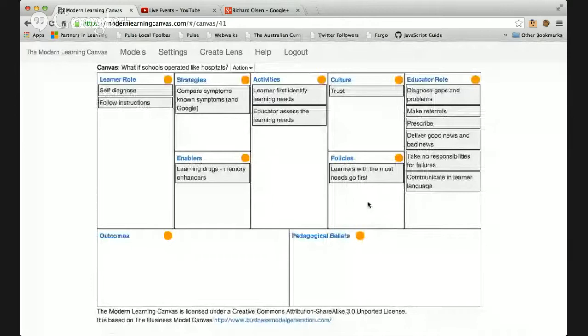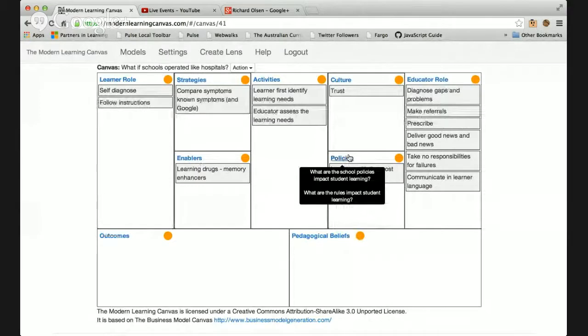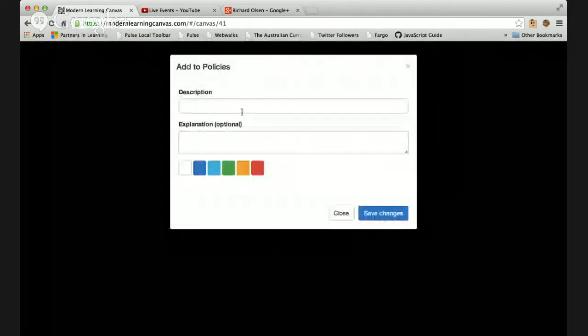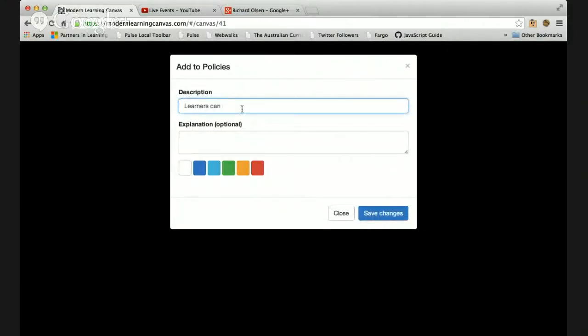What about asking for a second opinion? Is that a culture thing or is that a policy? Are you really allowed to ask for a second opinion? Because you're talking, Andrew, about trust and about communicating. Policy: learners can ask for second opinions. I don't know if that's a rule. Why not? Or should the educator be seeking a second opinion? Well, that's true.